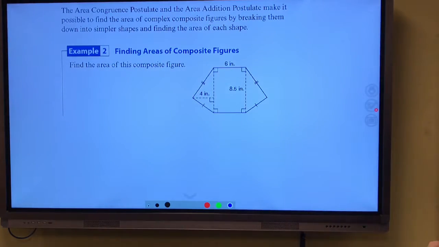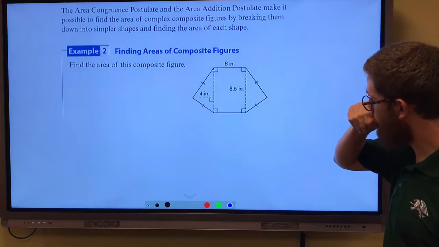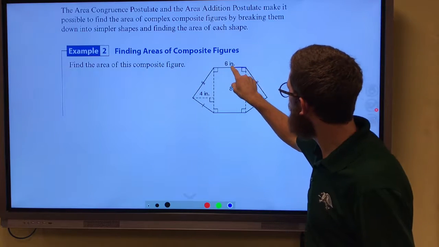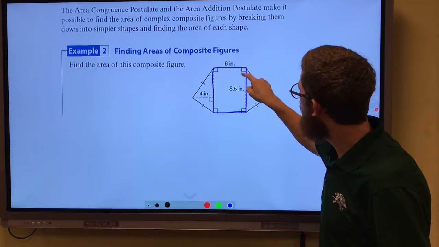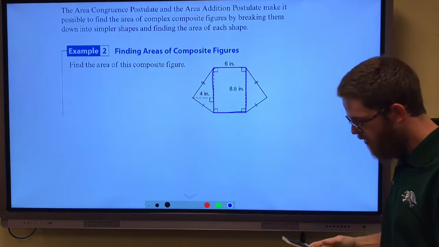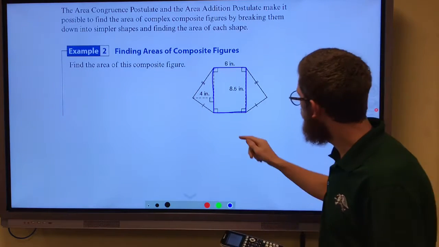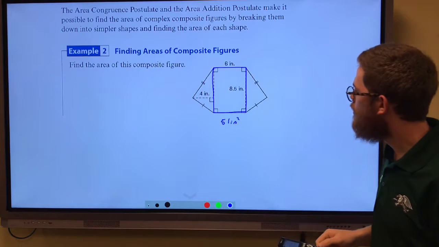Here it says find the area of this composite figure. So there's a few things we can do. The first thing I noticed, which should be pretty easy for us, is finding the area of that rectangle right there. The area of that rectangle, of course, is length times width. That gives us 51 square inches.